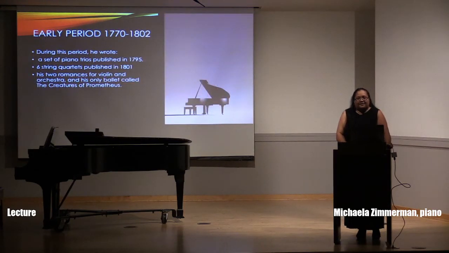In the early period, notable works by Beethoven were the following: a set of piano trios published in 1795, six string quartets published in 1801, his first two symphonies, his two romances for violin and orchestra, and his only ballet called The Creatures of Prometheus.